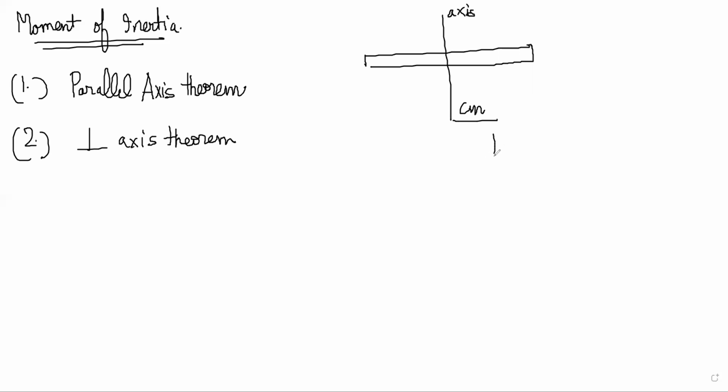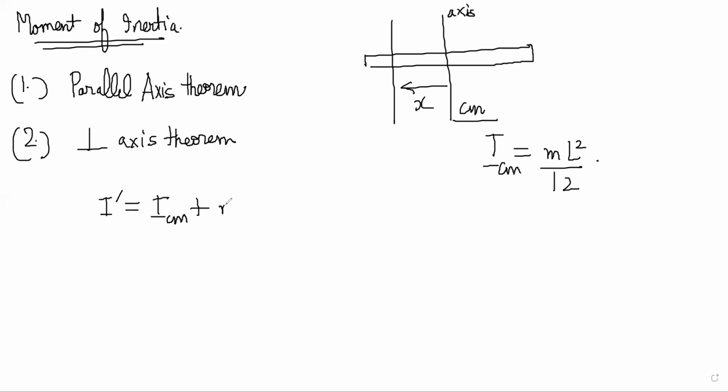So for this rod, ICM is equal to ml square by 12, right? Now any other axis here at a distance of x from the center of mass, your relation tells us that I dash will be equal to ICM plus m into x square, where x is the distance between this axis and the center of mass axis, right? Now, it is important to notice that this relation is valid only if this one is ICM.